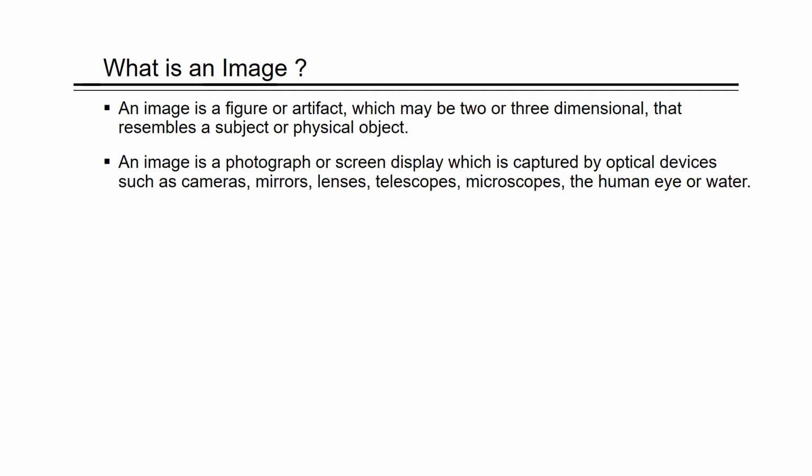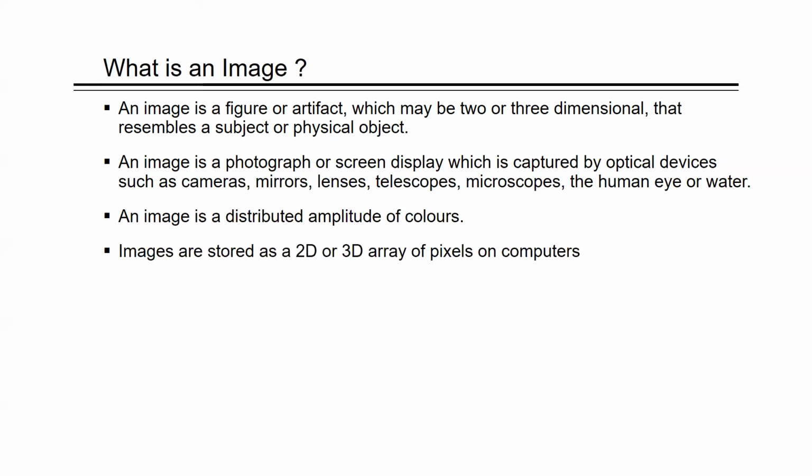So these optical devices include cameras, maybe from your phone or digital cameras, mirrors, where you see your reflection because it's a replication and it's a figure that resembles you, lenses from cameras or glasses, telescopes, microscopes, the human eye, or even water. And this image could be a distributed amplitude of color. So you have various colors representing that image. Whether it's a black and white image or a colored image, it's still represented by various colors. And this can be stored as a 2-dimensional or 3-dimensional array of pixels on computers. We'll see what pixels are later on.